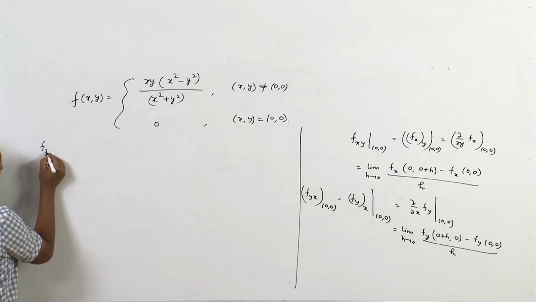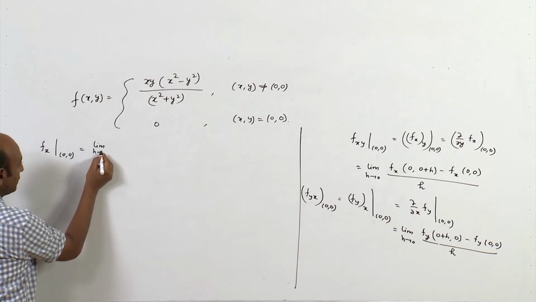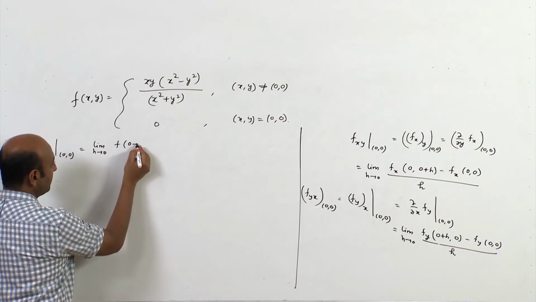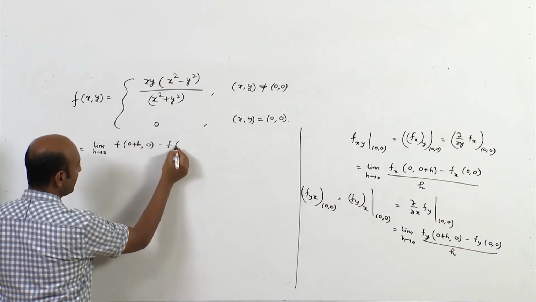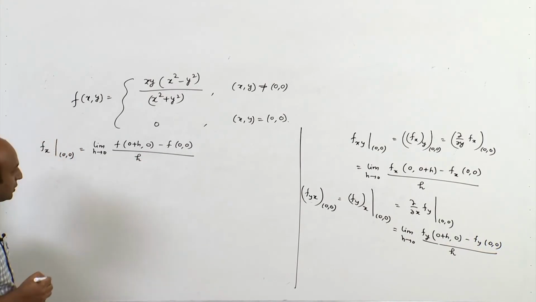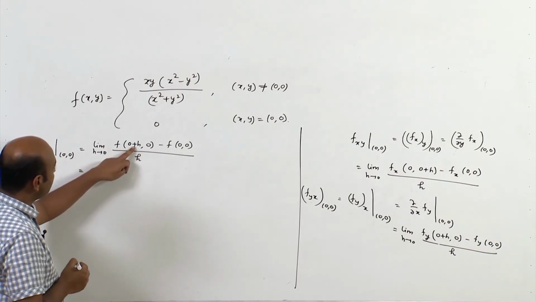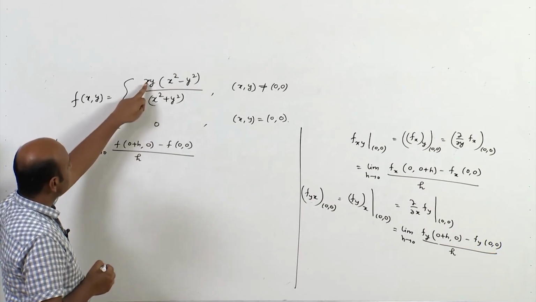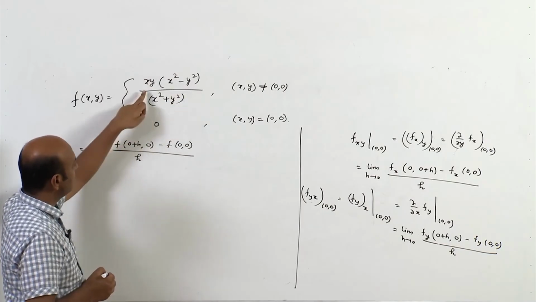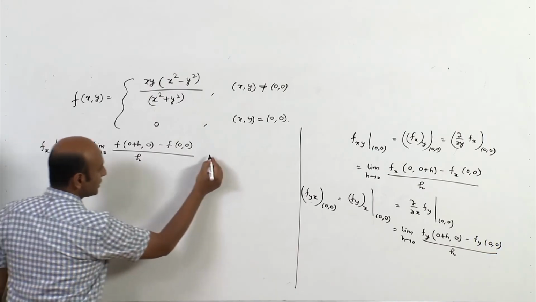So, what is f x at first at (0, 0)? It is the limit h tending to 0 of f at (0 plus h, 0) minus f at (0, 0) upon h. Okay. So, now you take x as h, y as 0. When you take x as h, y as 0, this will be simply 0 and f (0, 0) is 0. So, 0 minus 0 is 0. So, this value is simply 0.